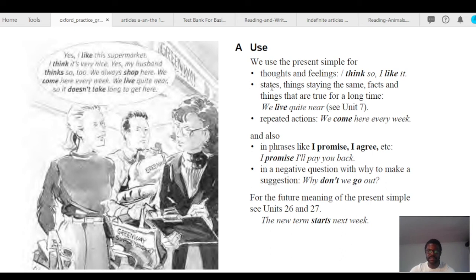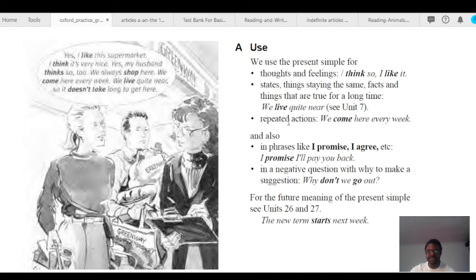Another one is states. Things staying the same, facts and things that are true for a long time. So we'll talk about state verbs. This is going to be a topic on its own, so I will take my time to do that later when the time is right. So, things staying the same, or facts and things that are true for a long time. We live quite near, because it is true. I am a teacher, because it is true.